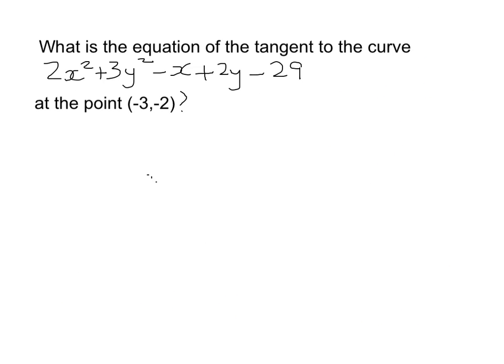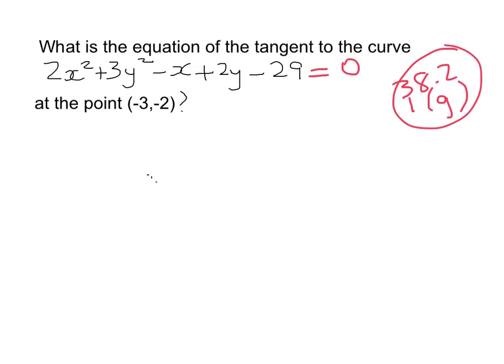Okay, so again, what's the equation of the tangent to the curve 2x squared plus 3y squared minus x plus 2y minus 29, and of course it needs to equal something, so that equals 0, and the point is (-3, -2). So this is actually Delta 38.2, question 1G. Delta 38.2 is full of lovely examples on tangents and normals, and I recommend that you chug through a bunch of them. So let's differentiate this.